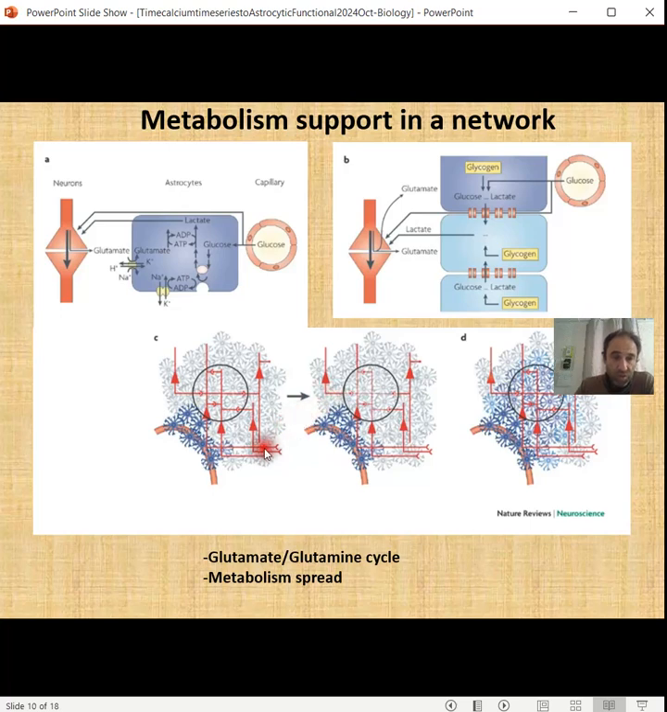So what is also interesting is that depending on the demands, astrocytes are going to be more involved if you have a larger demand, compared to less involved if you have less demand in metabolite, which is a proxy of neuronal activity.